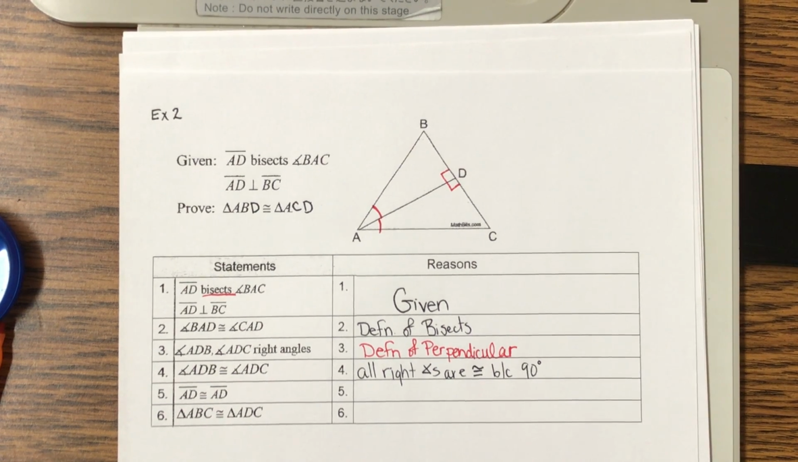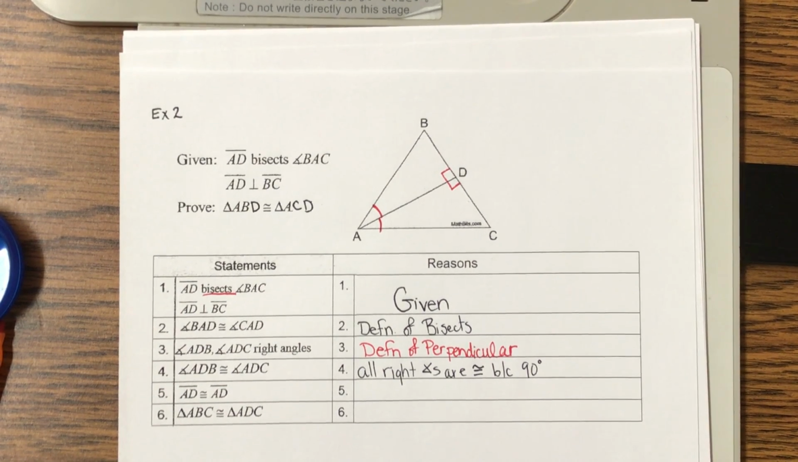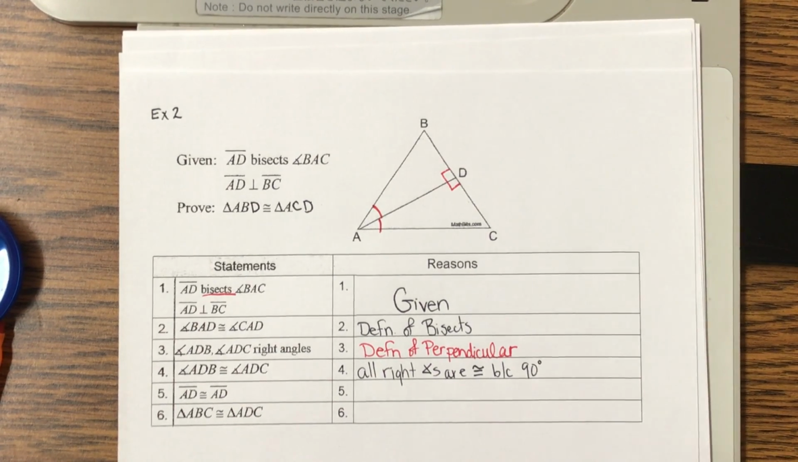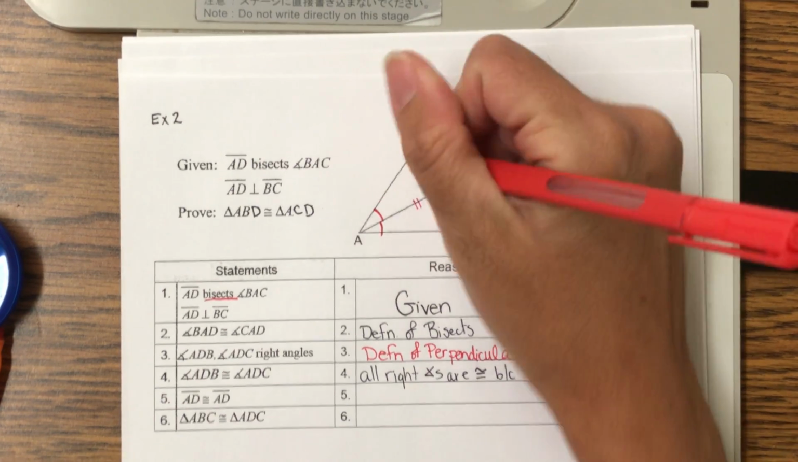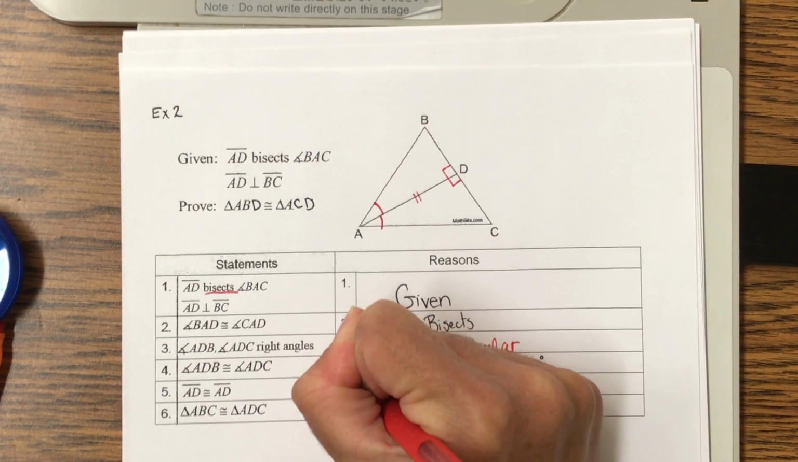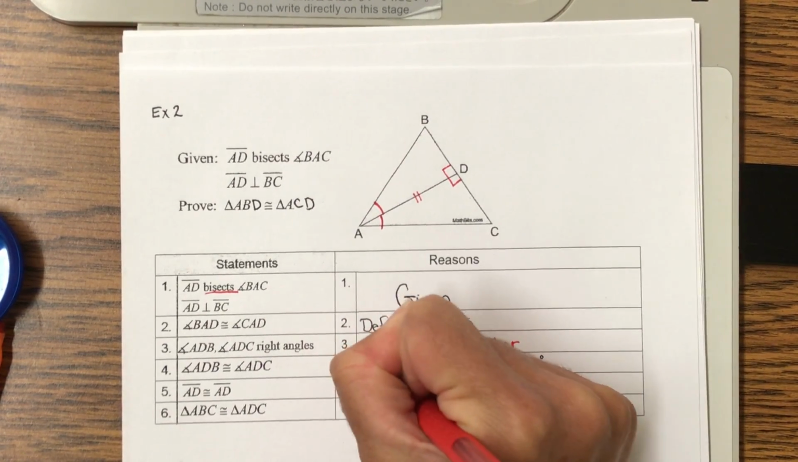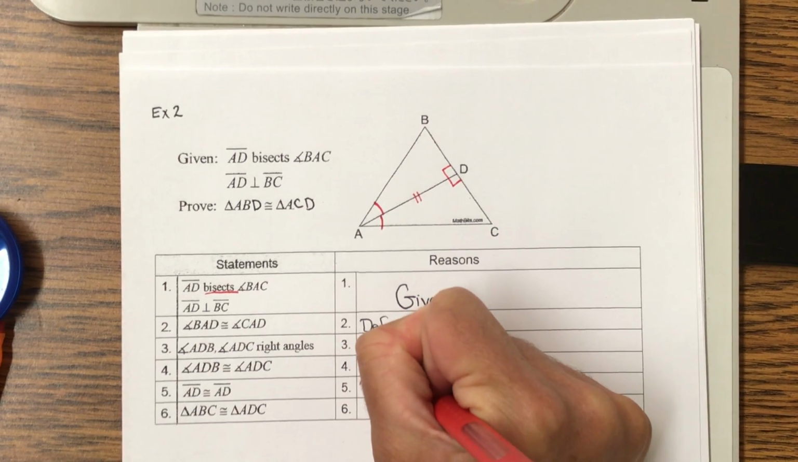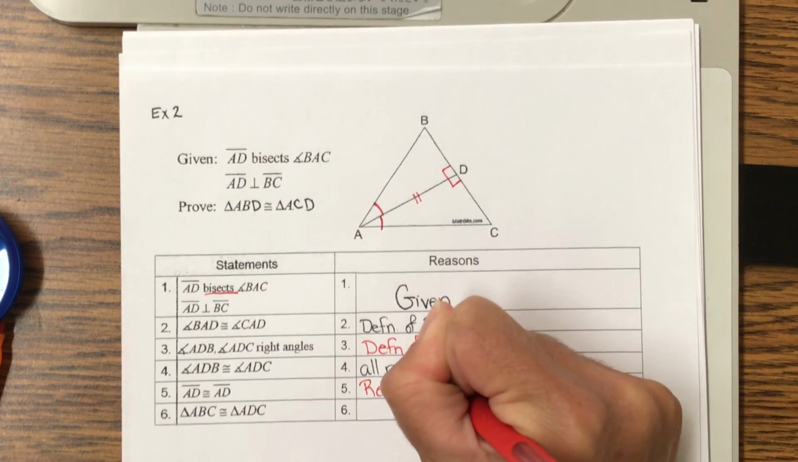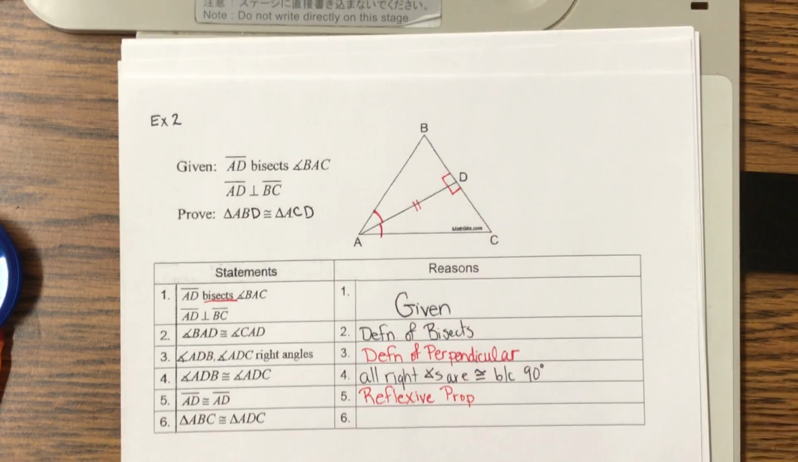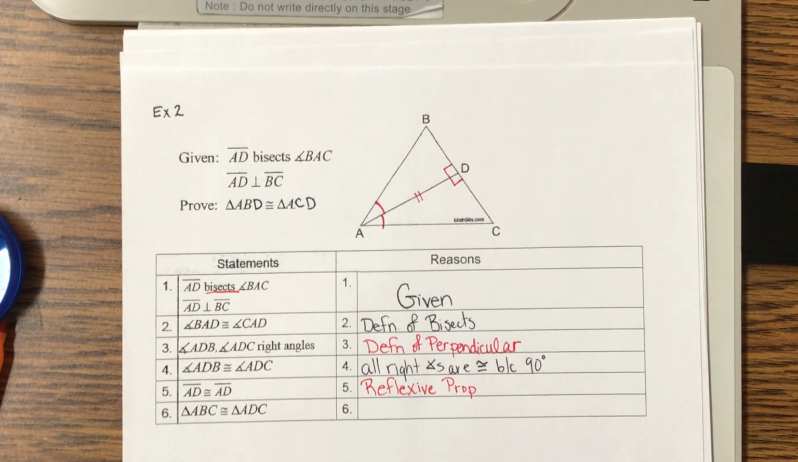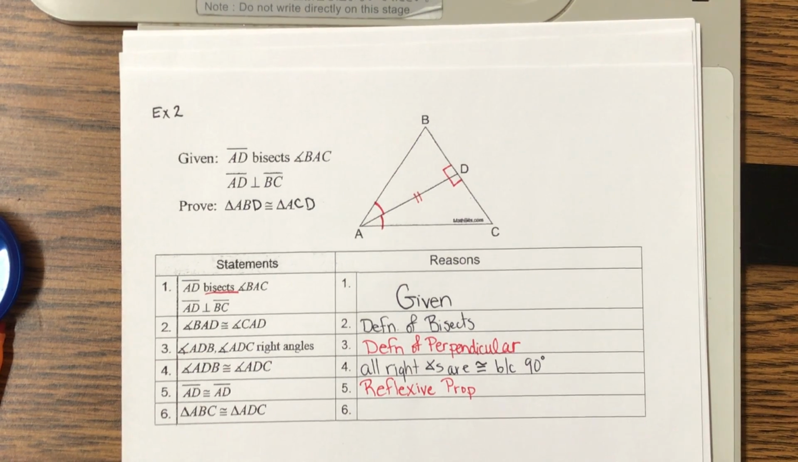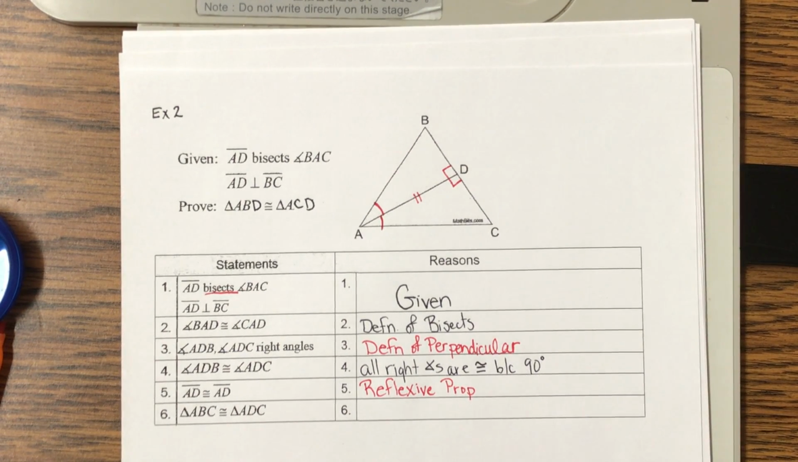Okay, so then now AD is congruent to AD. So what is the justification behind that? Well, of course, that is our reflexive property. And so now, do we have enough information to state that our two triangles are congruent? Do we have 3 things marked, and are they appropriate?